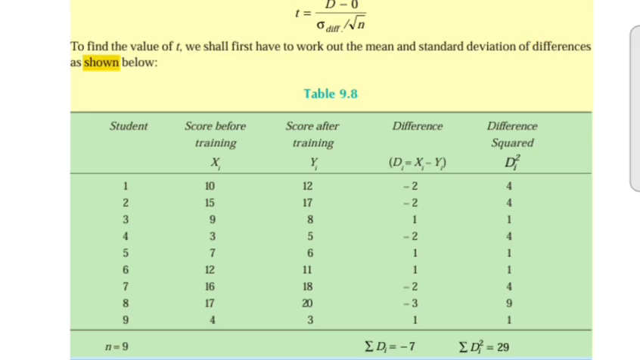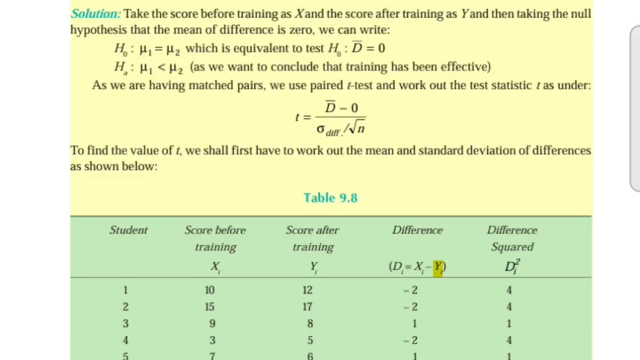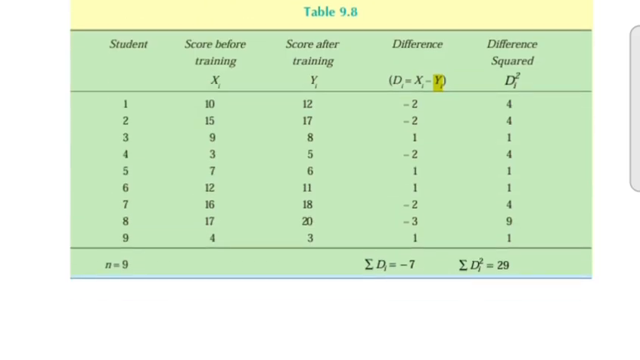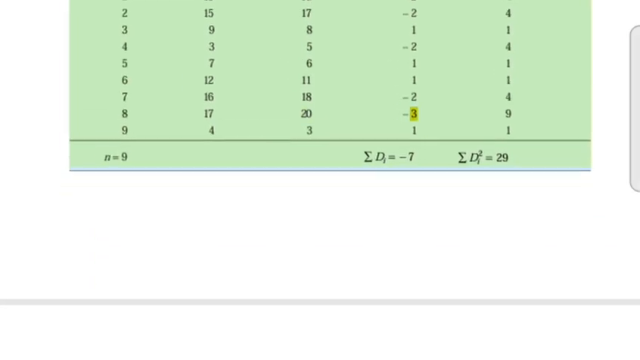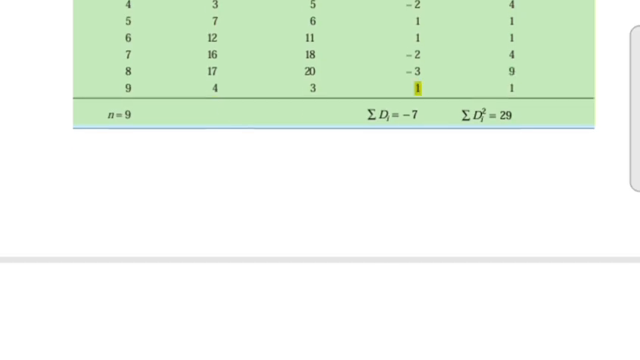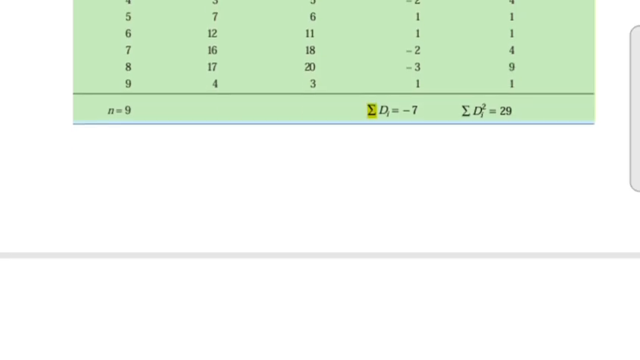as shown below. Table 9.8: student, score before training xi, score after training yi, difference d equals xi minus yi, d squared. n equals 9, summation of d equals minus 1, summation of d squared equals 29.